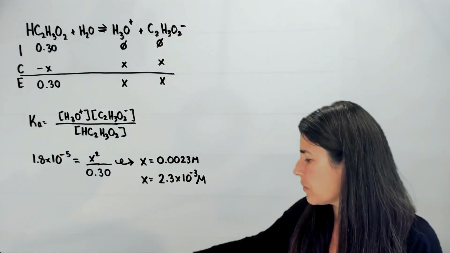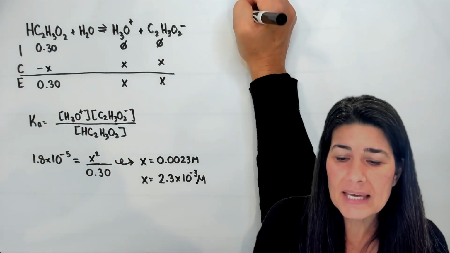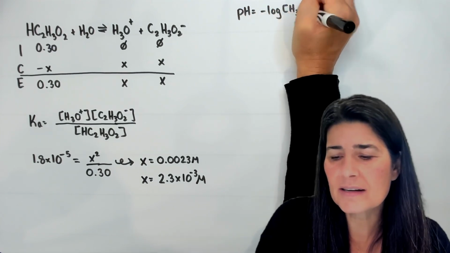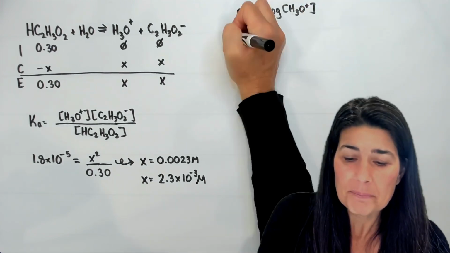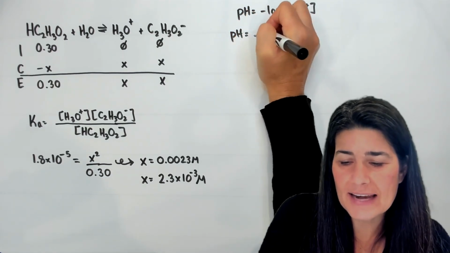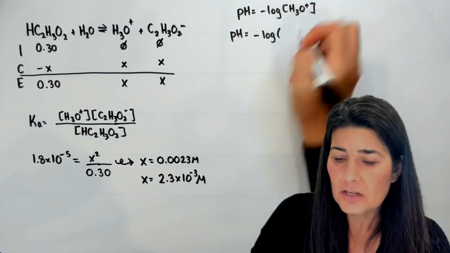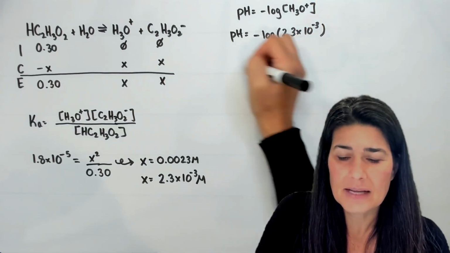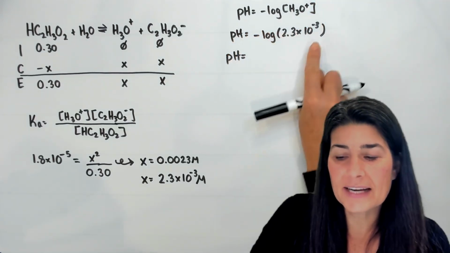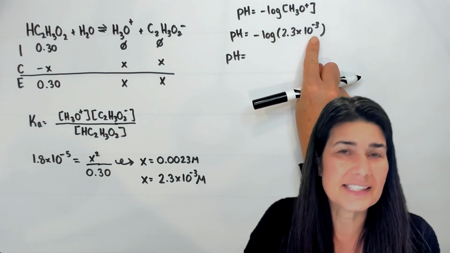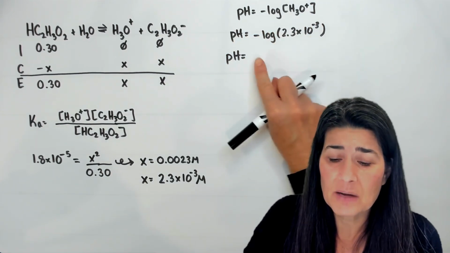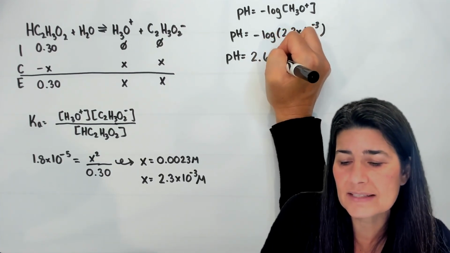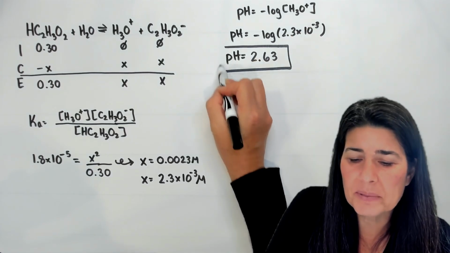Let me get this away and we'll make some more room. pH is negative log of the H+ or hydronium value. pH here is going to be negative log of 2.3 times 10 to the negative 3. The pH value, therefore, I know is going to be very close to 3. It's going to be between 2 and 3. And when you plug that into your calculator, exactly, you get 2.63 for the overall pH.